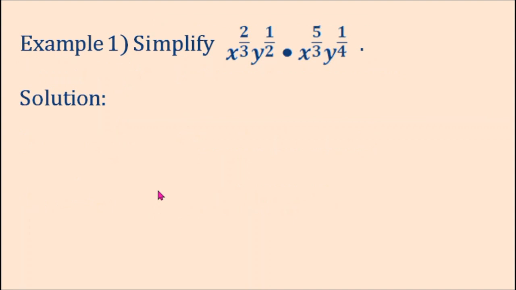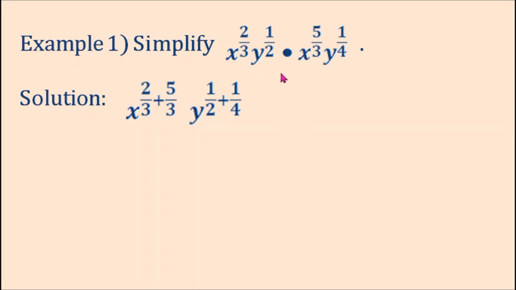Now let's do examples. Example number 1, simplify x to the power of 2/3 times y to the power of 1/2 times x to the power of 5 over 3 times y to the power of 1 over 4. To multiply powers having the same base, we add the exponents. So for the variable x, the exponents are 2/3 and 5/3. So we just add them up.